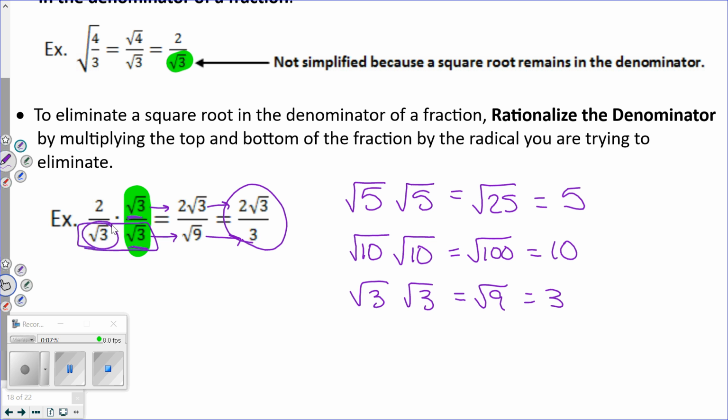If it's in the denominator, then I'd rationalize, doing what we were just doing here. You would leave it radical 10, because there's no pairs.